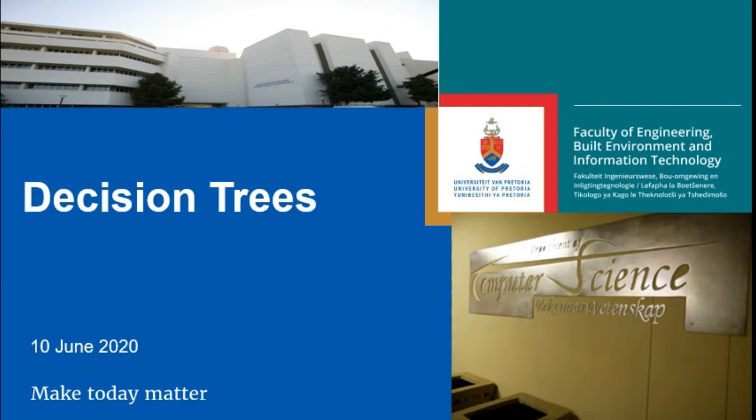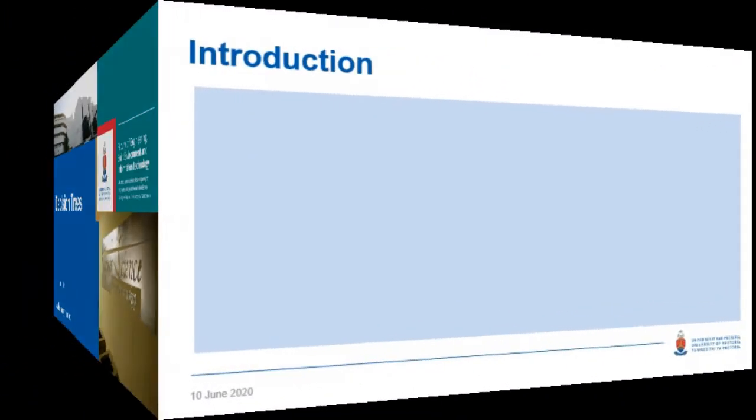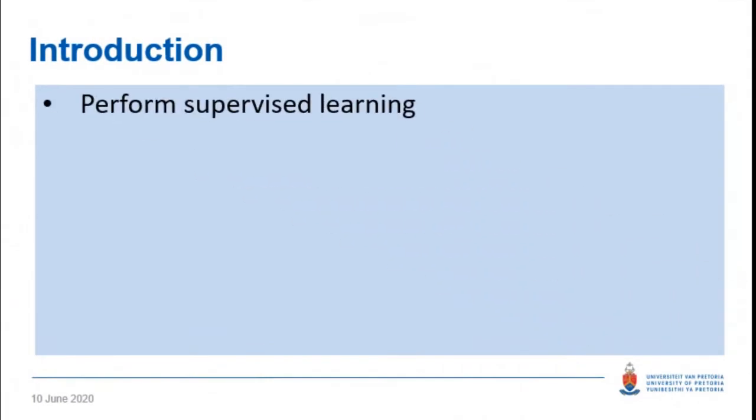So what we're going to look at in this lecture is decision trees. Decision trees are basically one of the classic methods used for classification. It's a supervised learning method. Like I mentioned, it performs supervised learning.